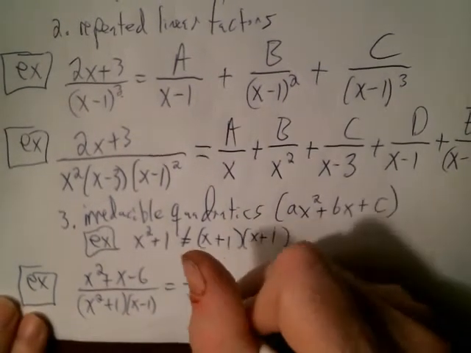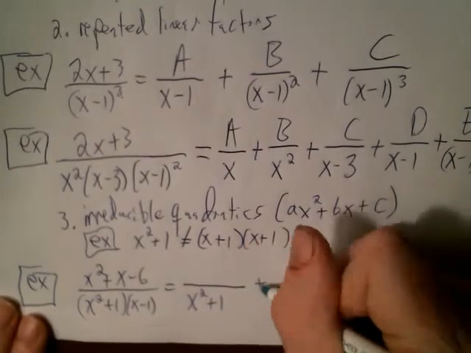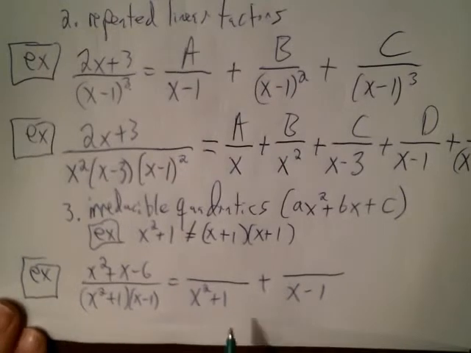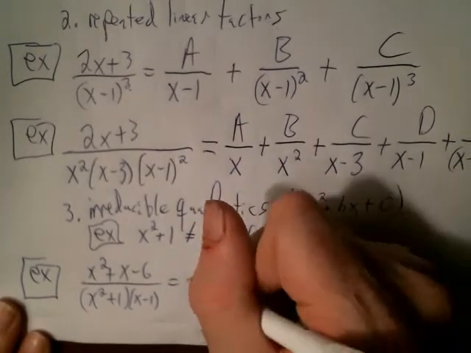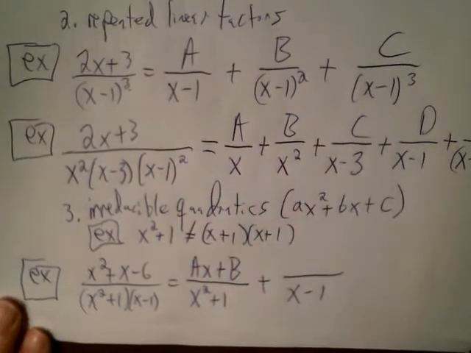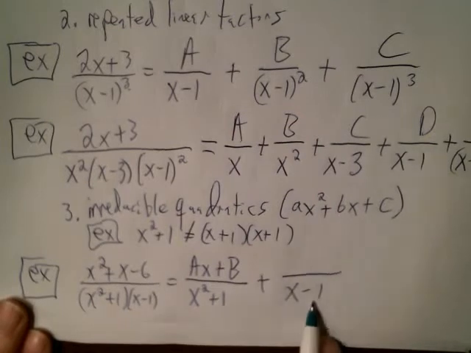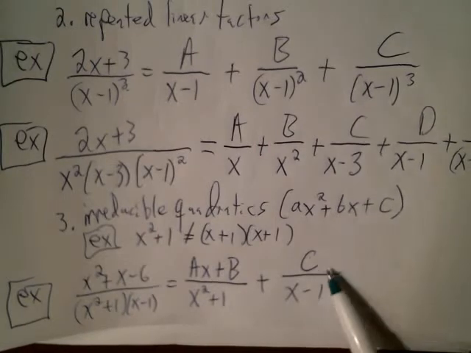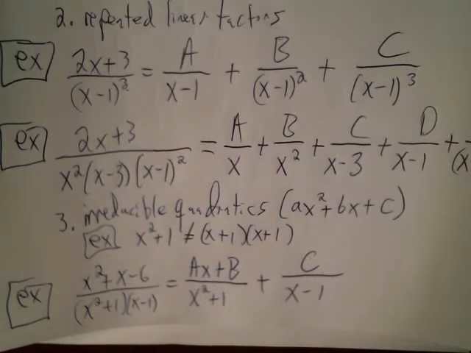So for the irreducible quadratic, x squared plus 1, I need one fraction, and then a fraction for the x minus 1 factor. For the numerator of an irreducible quadratic, you put a linear factor, so you're going to write ax plus b. For a linear factor, you just put a constant up top. So you just go 1 degree less for the numerators. Let's look at another example of that.